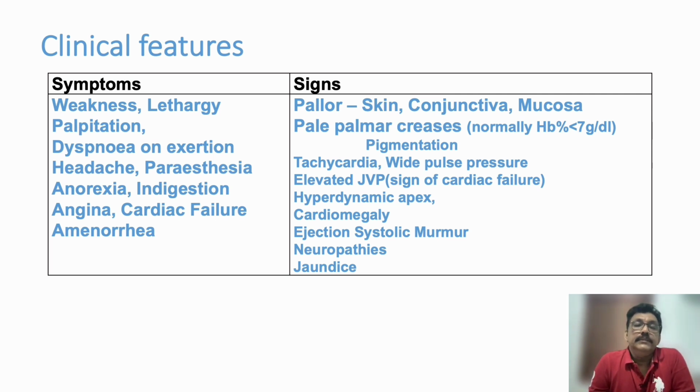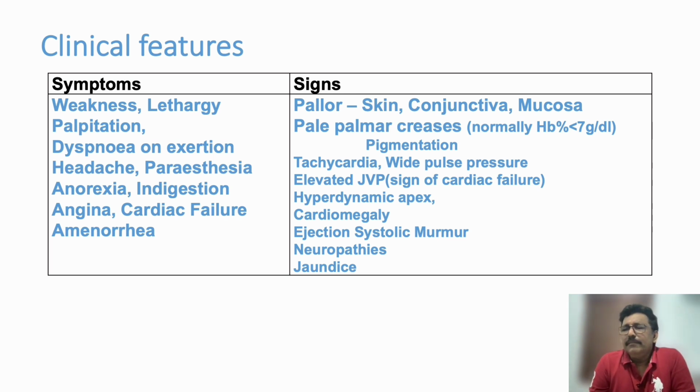Hyperdynamic apex, that means the amount of volume in the heart is very high, that's why it is a hyperdynamic apex. Cardiomegaly, ejection systolic murmur, this is called a hemic murmur. Whenever anemia is there, it produces some murmur because of this hyperdynamic circulation.